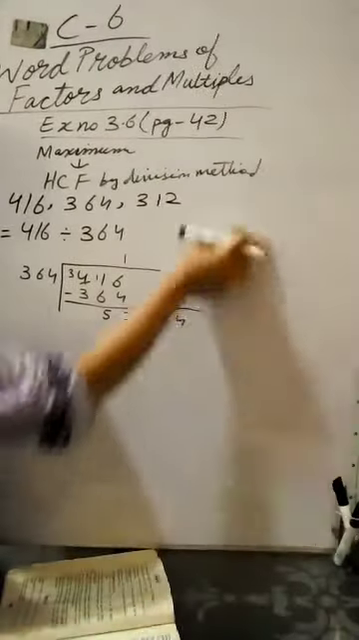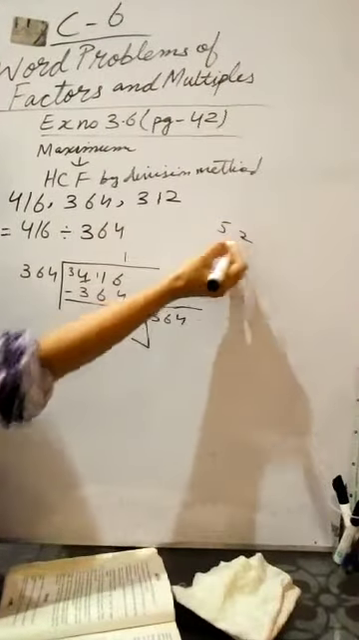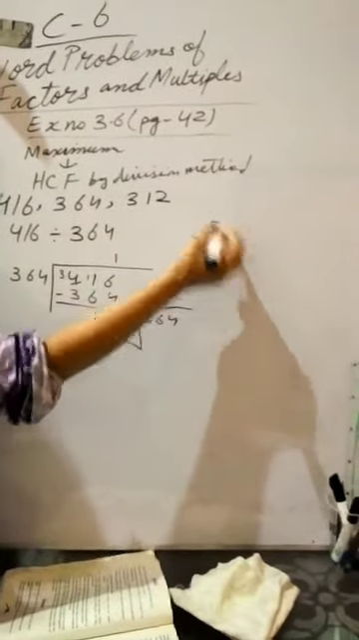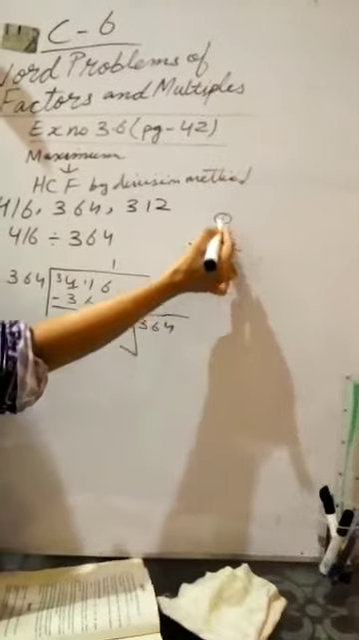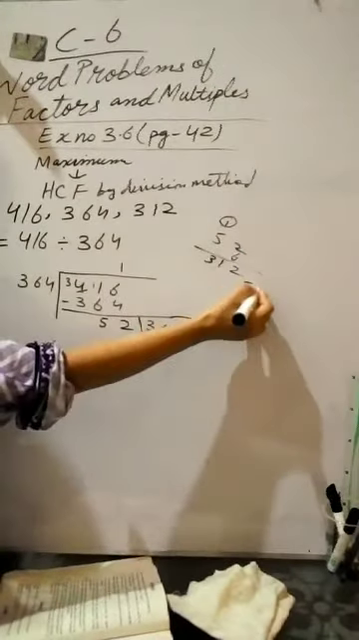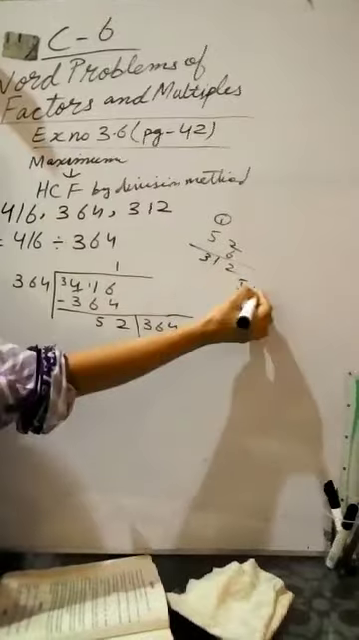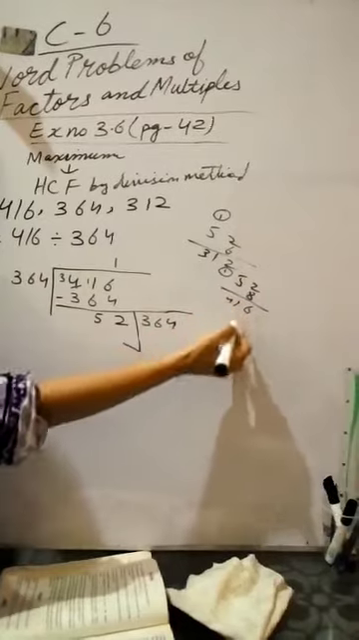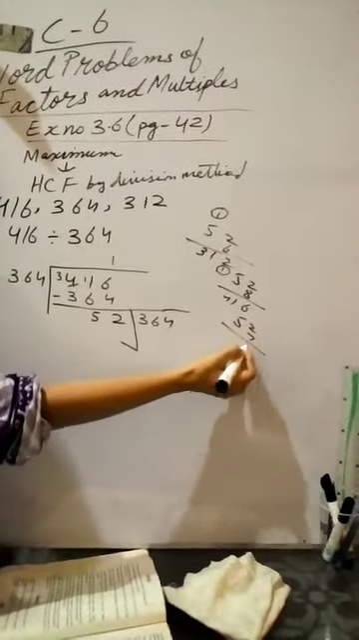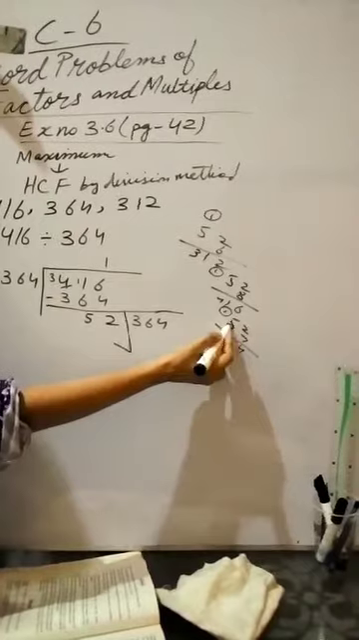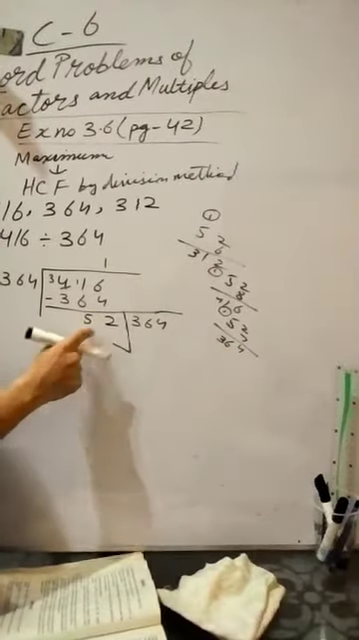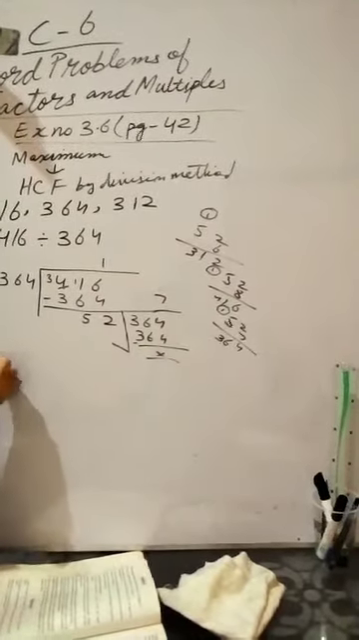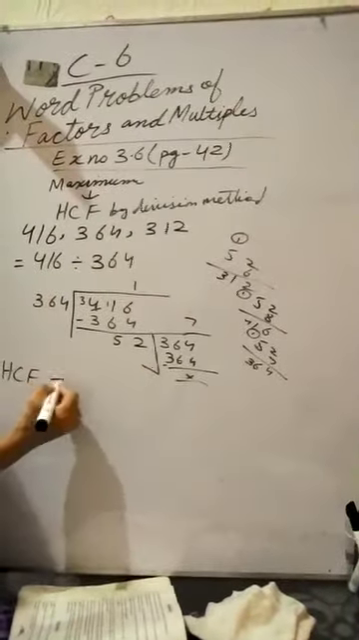Now check with 52. Let's check with 6. 6 2s are 12, 1 on the carry, 6 5s are 30, 31. This is over 312. Let's check with 8. 8 2s are 16, 1 on the carry, 8 5s are 40, 41. It's a bigger one. So let's check with 7. 7 2s are 14, 1 on the carry, 7 5s are 35 and 36. Exactly 364. 7 times 52 is 364, minus, and the remainder is zero. So the highest common factor of these two numbers is 52.